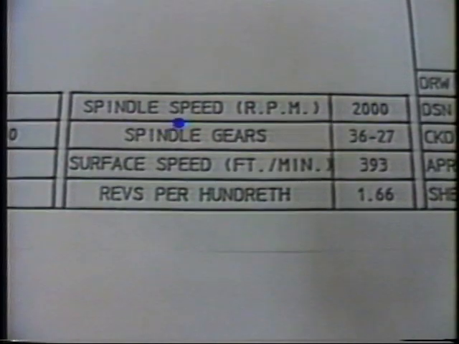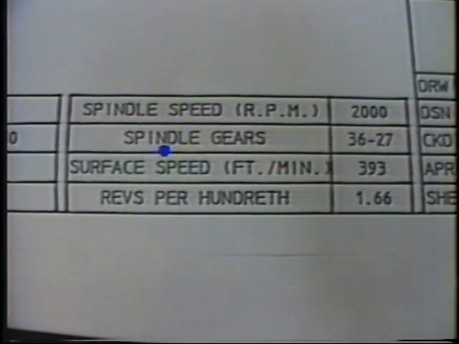Spindle speed is listed in revolutions per minute. Spindle gears used to achieve the desired spindle speed are listed numerically as the tooth number of the drive gear, followed by the driven gear. Spindle change gears will be discussed further in tape number 5. The surface feet per minute is a factor of the stock OD, and the surface footage is designated in feet per minute. Spindle revolutions during 1 cam hundredth during the work cycle is listed as revs per hundredth.